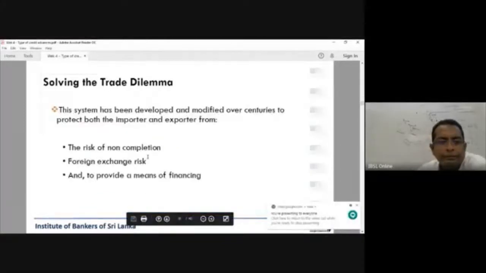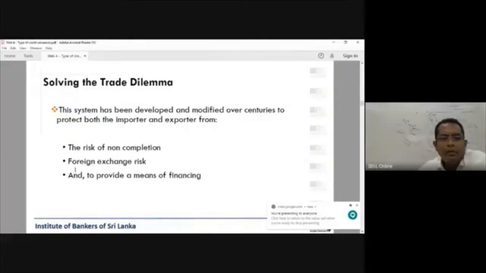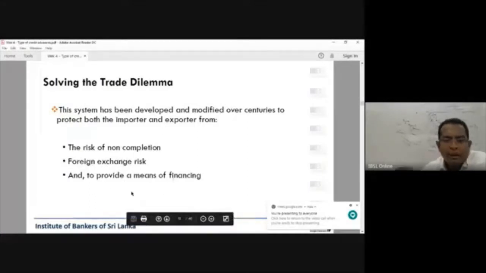This system covers the risk of non-completion and foreign exchange risk. We contract for some sort of foreign exchange, and it is a means of financing. We can take the LC and get money.